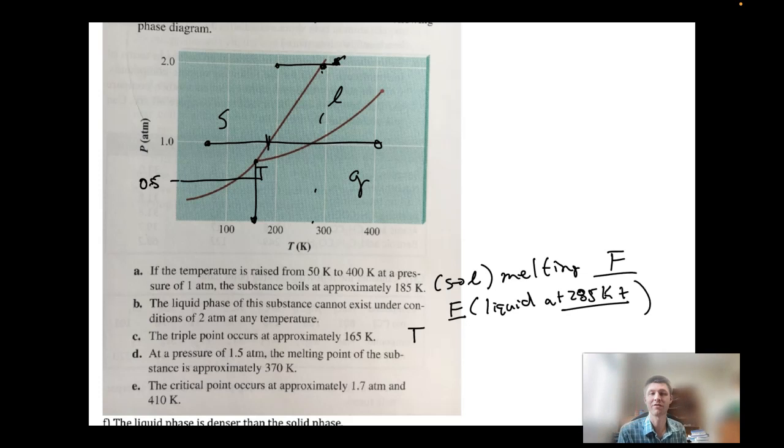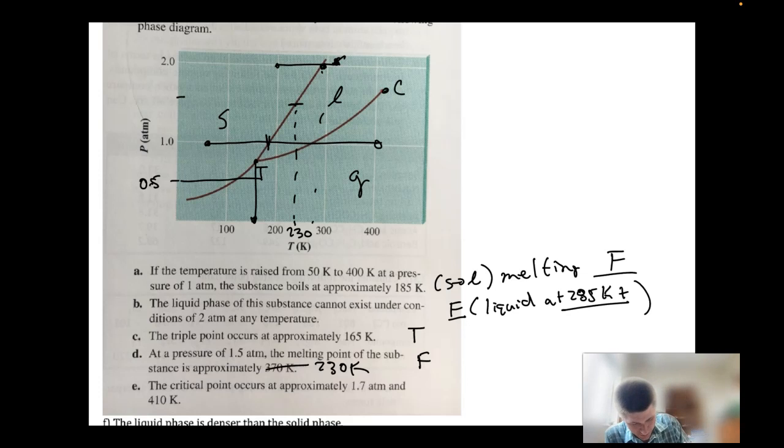At a pressure of 1.5 atmospheres, the melting point is approximately 370. Let's go to 1.5 atmospheres, that's right here on the diagram. We'll look for the melting point. The melting point is the solid to liquid phase transition. This is about 230 Kelvin. So that's going to be false. 370 looks like more the boiling point again. So false. About 230.